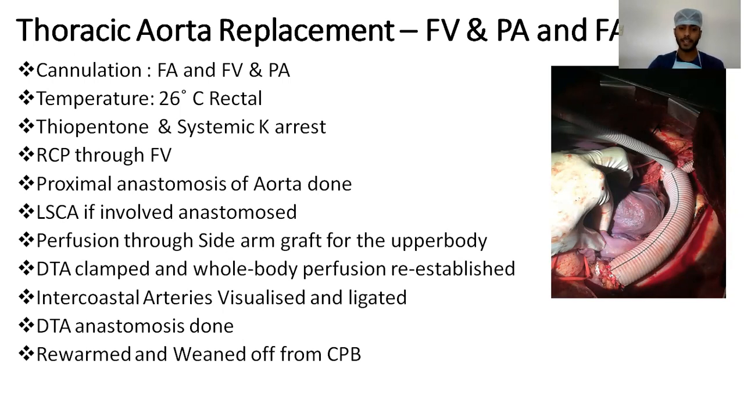Once the proximal anastomosis of the aorta has been done, if the left subclavian artery is involved, that anastomosis is also done. We start the perfusion through the side arm graft. So the upper body was perfused by the side arm graft and the lower body was perfused by the femoral arterial cannula. Once the descending thoracic aorta anastomosis has been done and the intercostal arteries are visualized and ligated, then we rewarm the patient and come off the CPB circuit.